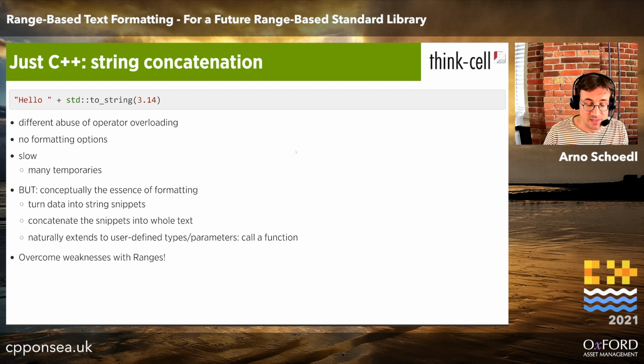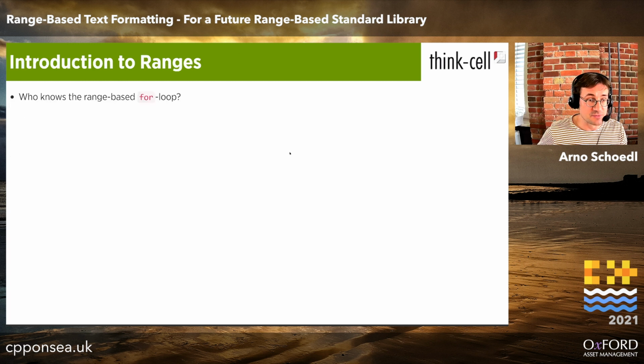So the idea for this talk is going to be to take all these strengths of string concatenation, the things that I like, but eliminate all the things that are bad. So in particular, the performance, and make that basically competitive with hand-rolled loops for formatting. And the way we're going to do this is with ranges.